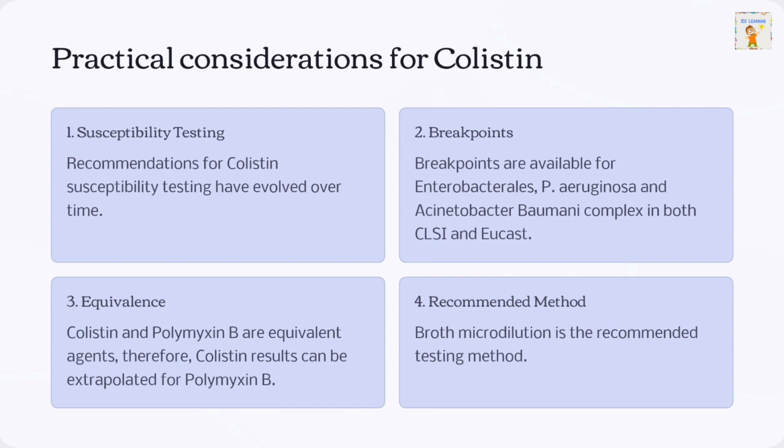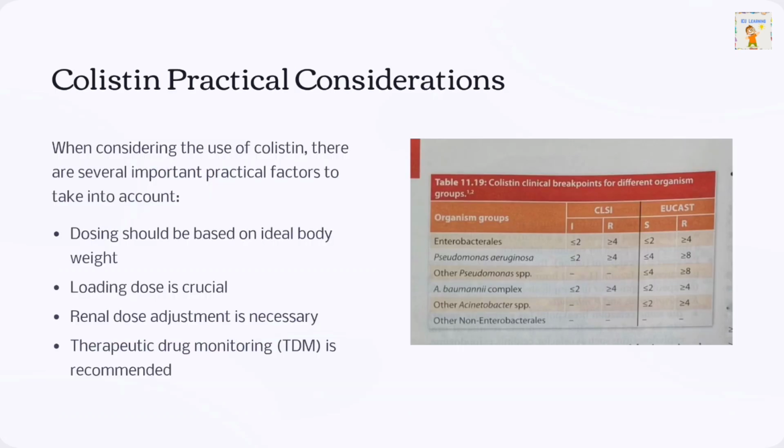Colistin susceptibility testing is recommended and it has evolved over time. The breakpoints are available for Pseudomonas, Enterobacterales, Acinetobacter baumannii complex in both CLSI and EUCAST. Colistin and polymyxin B are equivalent and they can be interpreted with each other. And the recommended method is broth microdilution technique. As we can see, EUCAST gives sensitive and resistant breakpoints for colistin, and CLSI gives only intermediate and resistant. CLSI does not give a sensitive breakpoint.